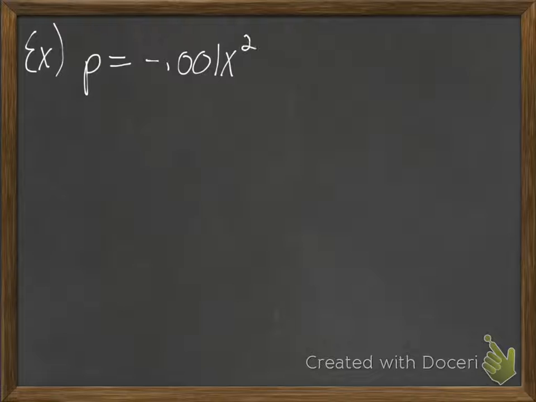So let's take a look at an example here using this consumer surplus. This is actually just example 1 from your book on page 468. It says the demand function for a certain make of 10-speed bicycle is given by P equals negative 0.001 x squared plus 250.